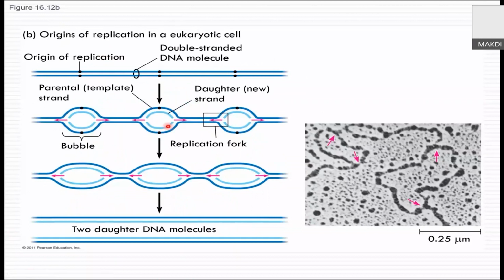Okay, this one. So compared to prokaryotes, eukaryotic cells have many origins of replication. So the replication of DNA occurs at the same time, in both directions. Okay. So at the end, they will have two daughter DNA molecules. Yeah, this is the process.